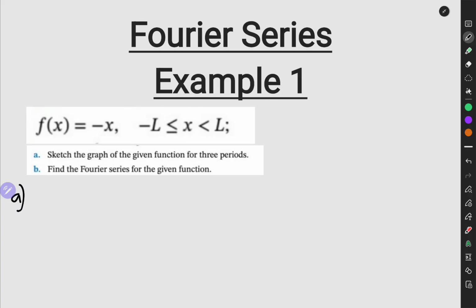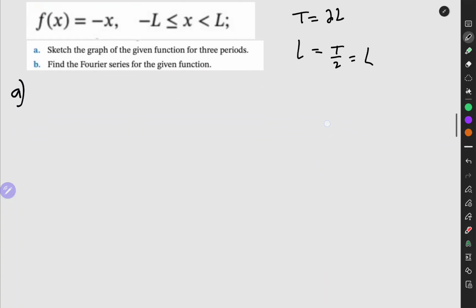Okay, well let's find out what a period is. For this case, it's saying we go from negative L to L. So that tells us our period is 2L, right? We have L in both directions. And then the length L is just going to be half of the period. So it's just going to be L for this problem. So let's go ahead and graph it.